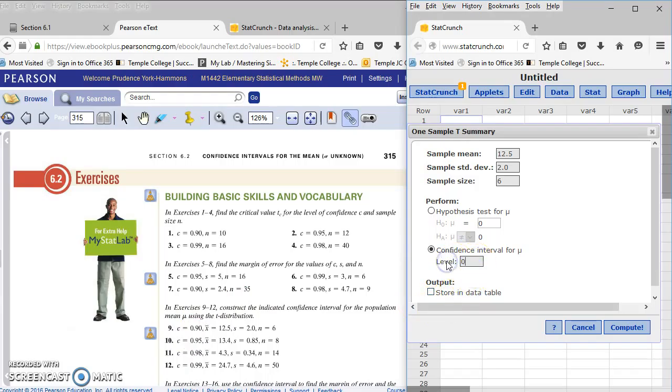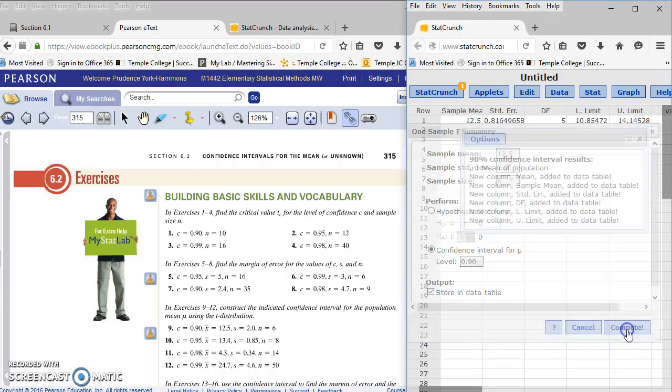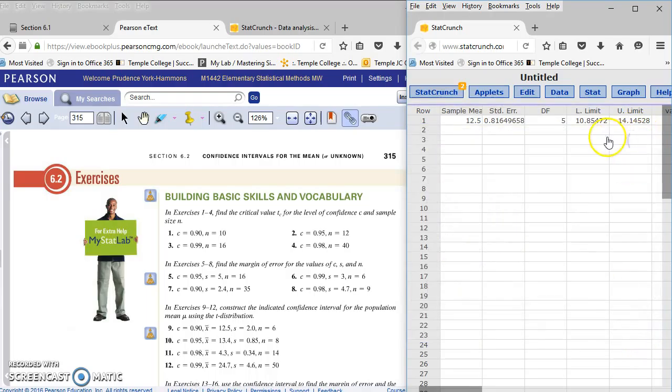So I change this to 0.90. I'm going to store it in the data table and then click compute. You will see that our lower limit is 10.85 to 2 decimal places, and the upper limit is 14.15. That 5 makes this 4 become a 5. If I were putting this in my stat lab, you would see a parenthesis, and then a box for the lower limit. Then you'd see a comma, and then a box for the upper limit.